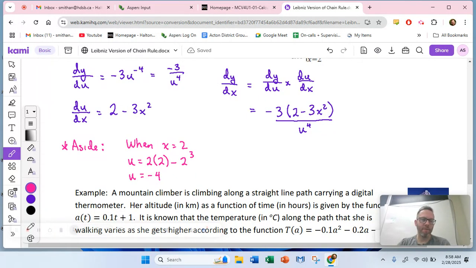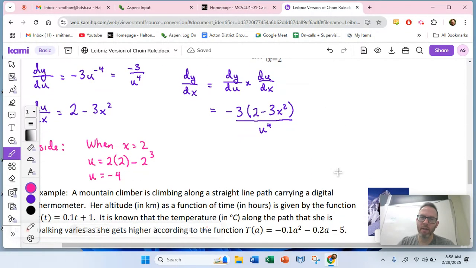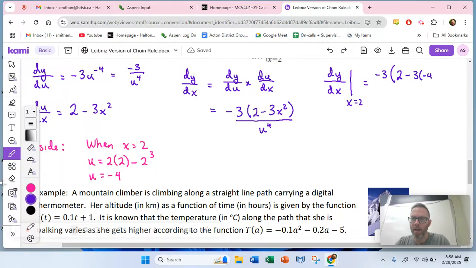And now we're ready to finish things off here. I think I can keep things clean if I do this over here. So our goal in this question is to find dy by dx evaluated at x equals 2. And now we can just go ahead and do that. So minus 3 times 2 minus 3 times x squared. Excuse me, x is 2, right? X is 2. And on the bottom, it's u that's minus 4. And so this is just some order of operations, some calculator work.